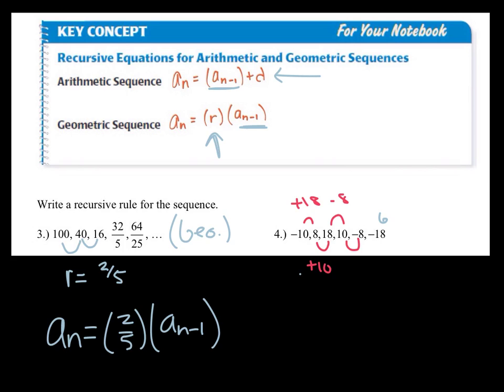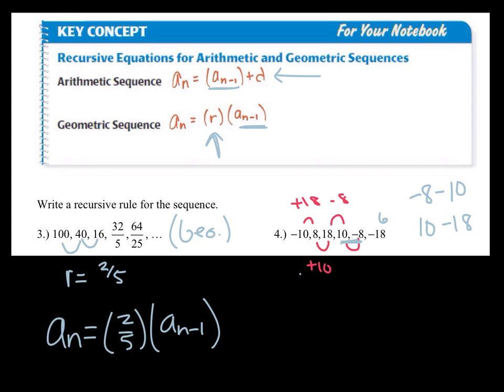So to get from negative 18 to negative 8, if I subtract my terms, so if I did the term right before it, which was negative 8, minus the term right before it, which is 10, I get negative 18. So then let's move down to negative 8. Negative 8 equals the term right before it minus 2 terms before it.